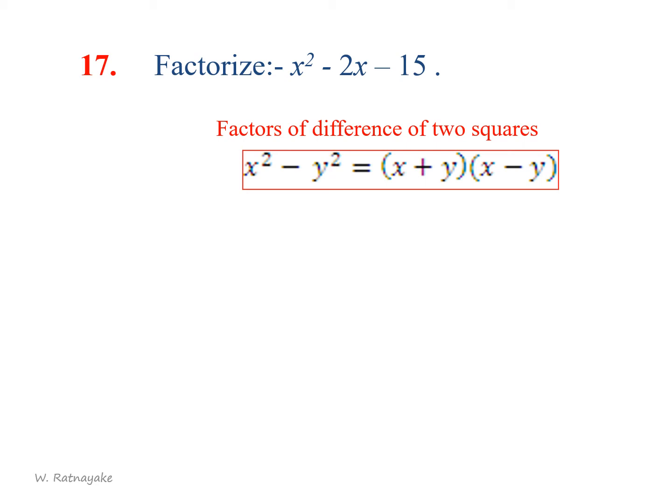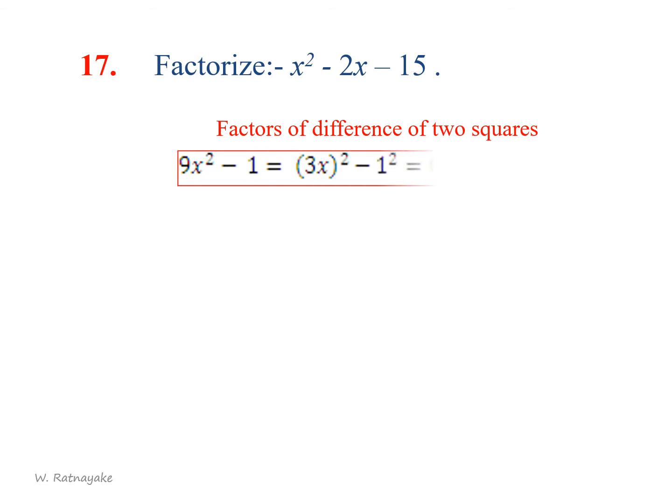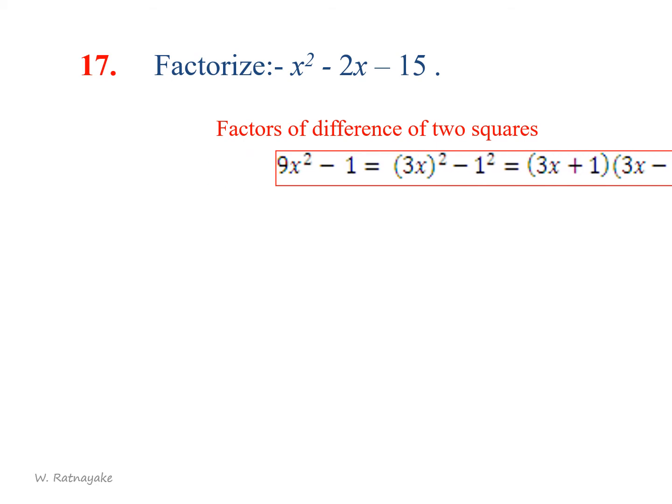Another example we can take is 9x squared minus 1. 9x squared means 3x whole thing squared, and 1 is 1 squared. So the basic terms are 3x and 1. We have to take one factor as the sum of those two terms and the other factor as the difference of those two terms. Therefore, the factors must be 3x plus 1 times 3x minus 1. Another example we can take is 36x squared minus 25.